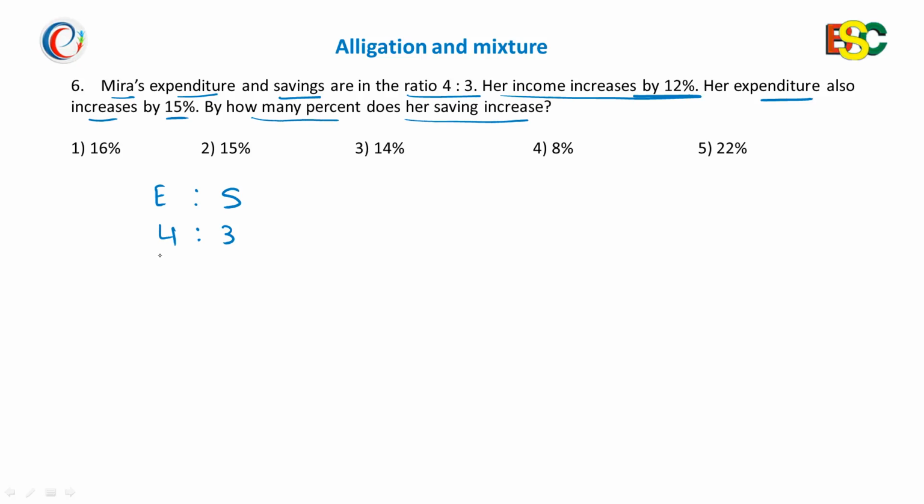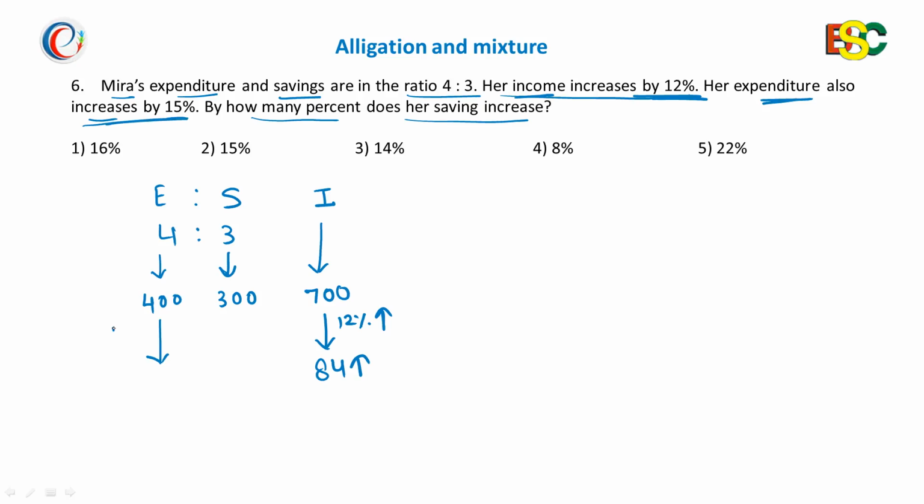Now here you can assume that the expenditure of Mira be 400 and saving as 300. Since income is expenditure plus saving, her income becomes 700. Now in the question it says that her income increases by 12%, so 12% of 700 is 84, so her income increases by 84. Expenditure also increases by 15%, and 15% of 400 is 60, so expenditure increases by 60.